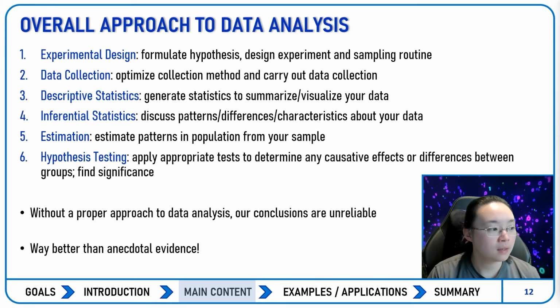a whole. Finally, once you have all of that information, you can go through hypothesis testing. So that's being able to apply appropriate statistical tests to determine any causative effects or differences between groups and to find the significance of your results to back up your hypothesis and interpretations. So those are usually the overall steps to data analysis from start to finish. For this course, we're starting at 3 and moving on to 6.